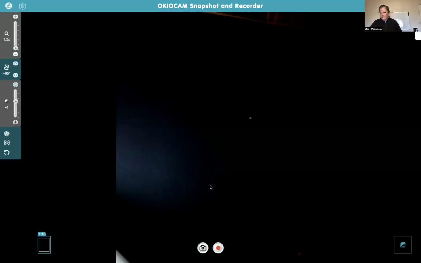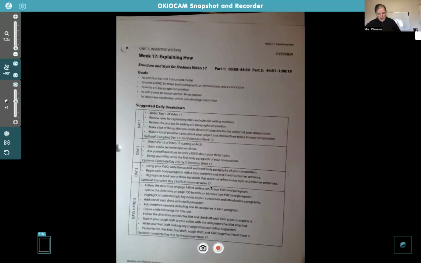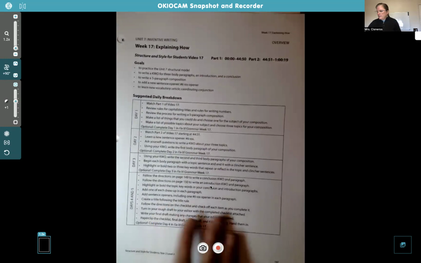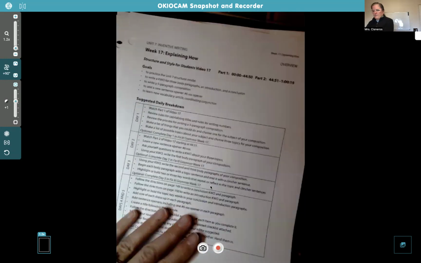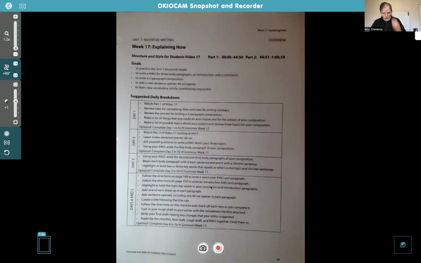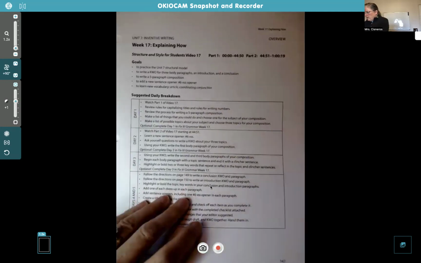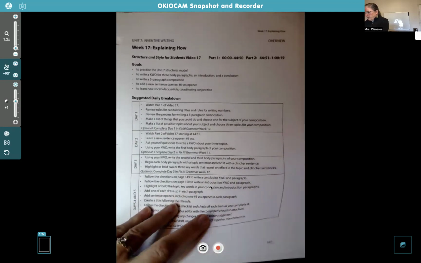So go ahead and get out week 17 from your binders. And this one's called Explaining How. This is what it looks like, explaining how. And this is our next assignment. So you're going to need 2 pieces of lined paper along with week 17, which is only 3 pages here. Okay. On your lined paper, start with that.